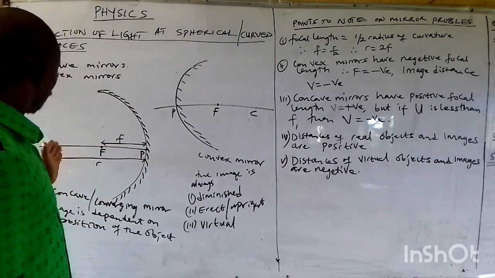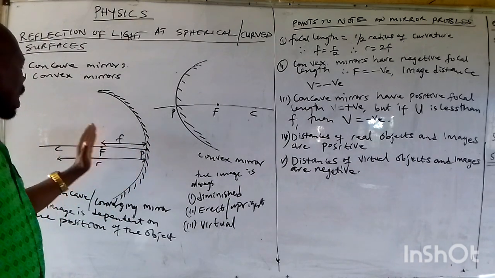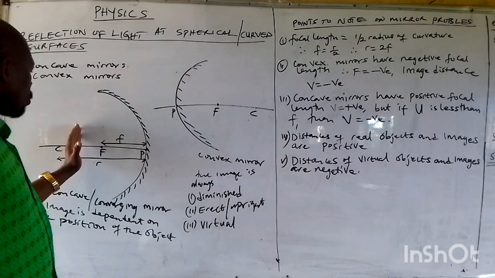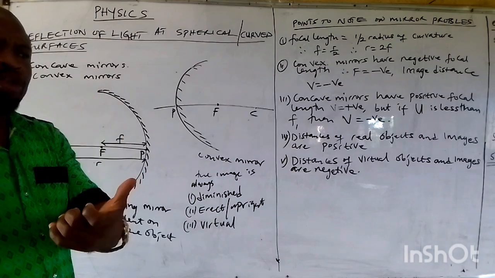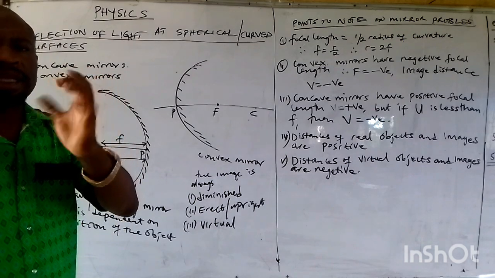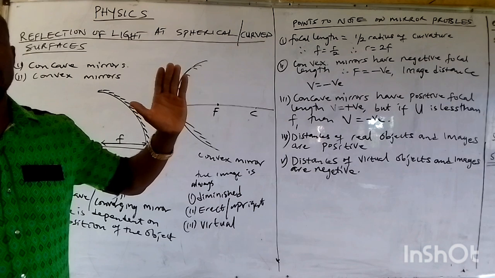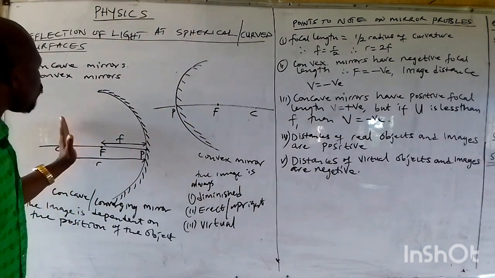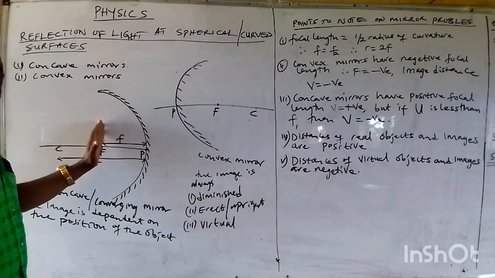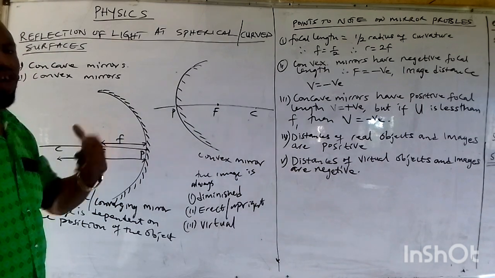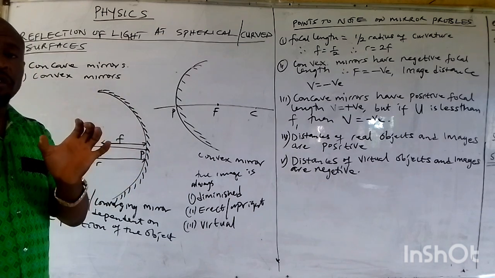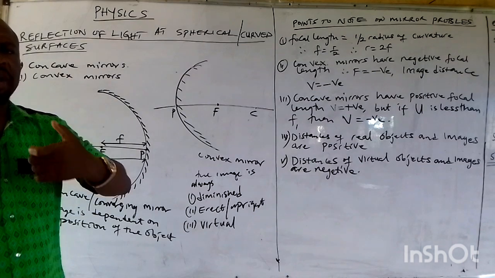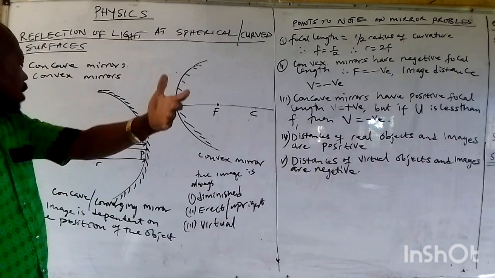Now, if we move it between C and F and place the object here, the nature of image we will get is a magnified image, still inverted and real. Now, if we place the object at F, of course, the image will be formed at infinity. No image is seen, but in practical terms, we can say that yes, it is formed at infinity.